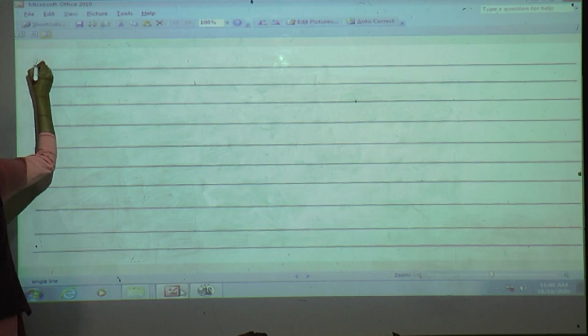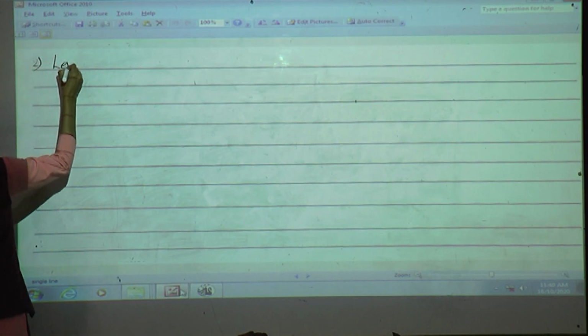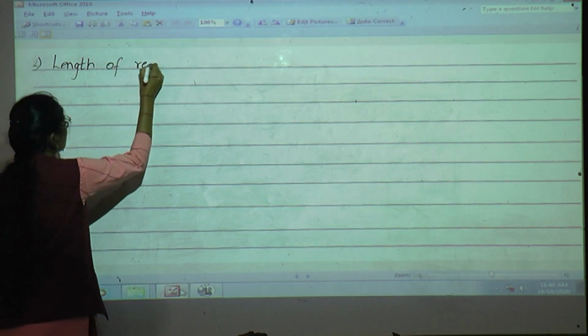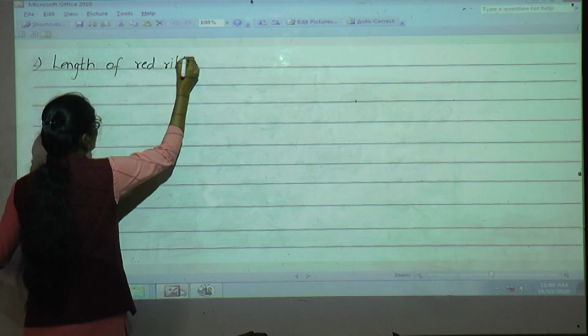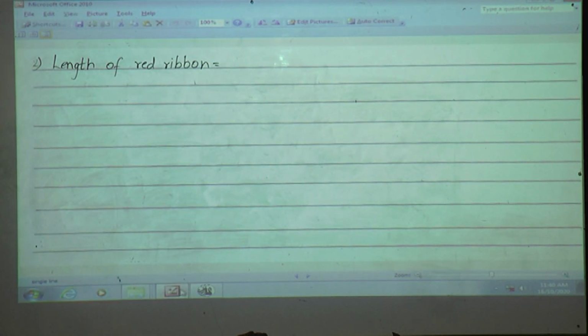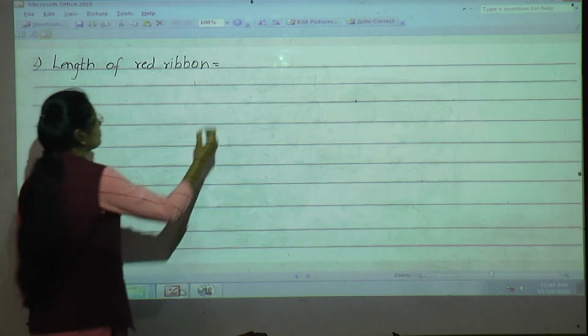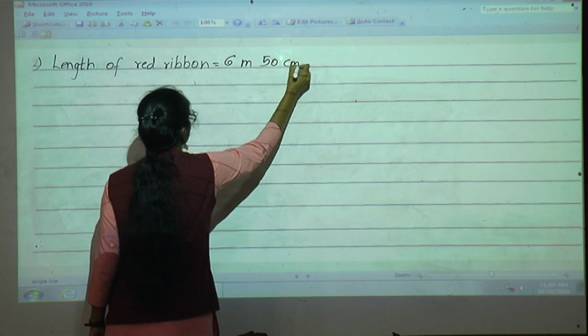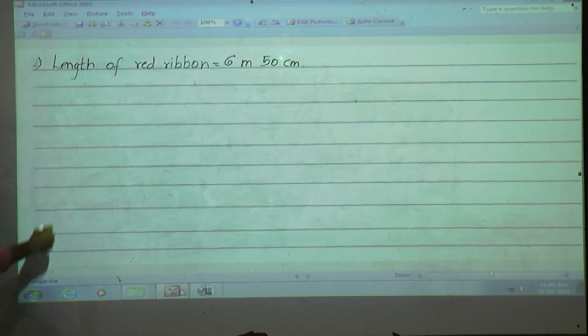First we will write the length of red ribbon. What was the length of red ribbon? Yes, 6 meter and 50 centimeter. 6 meter 50 centimeter. And the length of black ribbon.